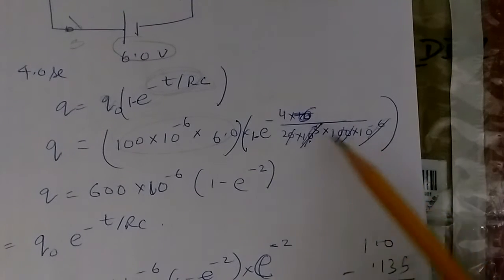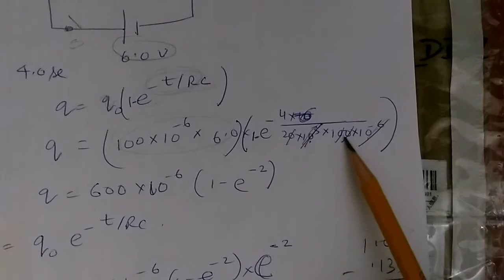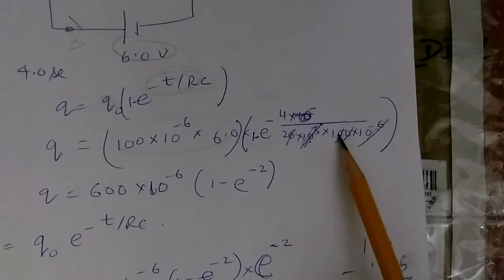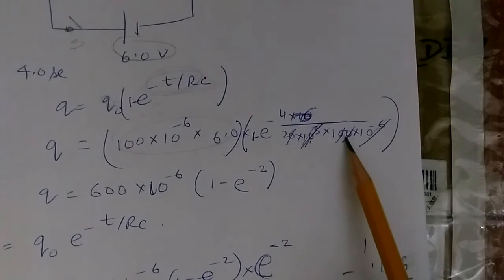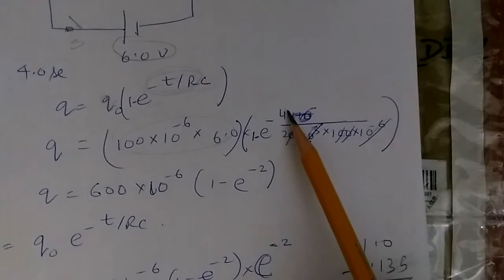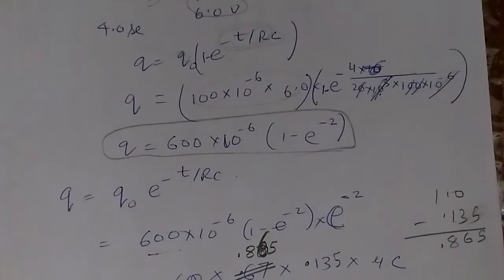So 10 to the power minus 3 plus 2 gives minus 1, and with the 2 in 20 this gives 2 times 10 to the power minus 1. All the zeros go away, so 4 divided by 2 is e to the power minus 2. So this is the charge on the capacitor after 4 seconds.